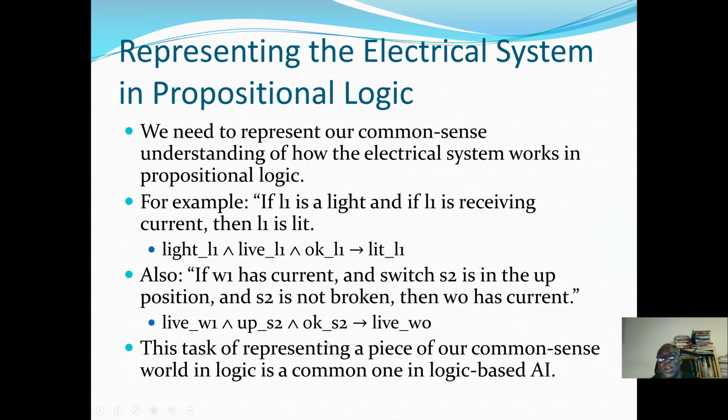We need to represent our common sense understanding of how an electrical system works in propositional logic. For example, we have L1 as our light. If L1 is receiving current, then of course it's going to light, which is controlled by the switch. If I turn off the switch, L1 is not going to receive any more current and it will be off. So we have a propositional logic sentence here saying that if light L1 and OK L1, then we are going to have a light on L1.